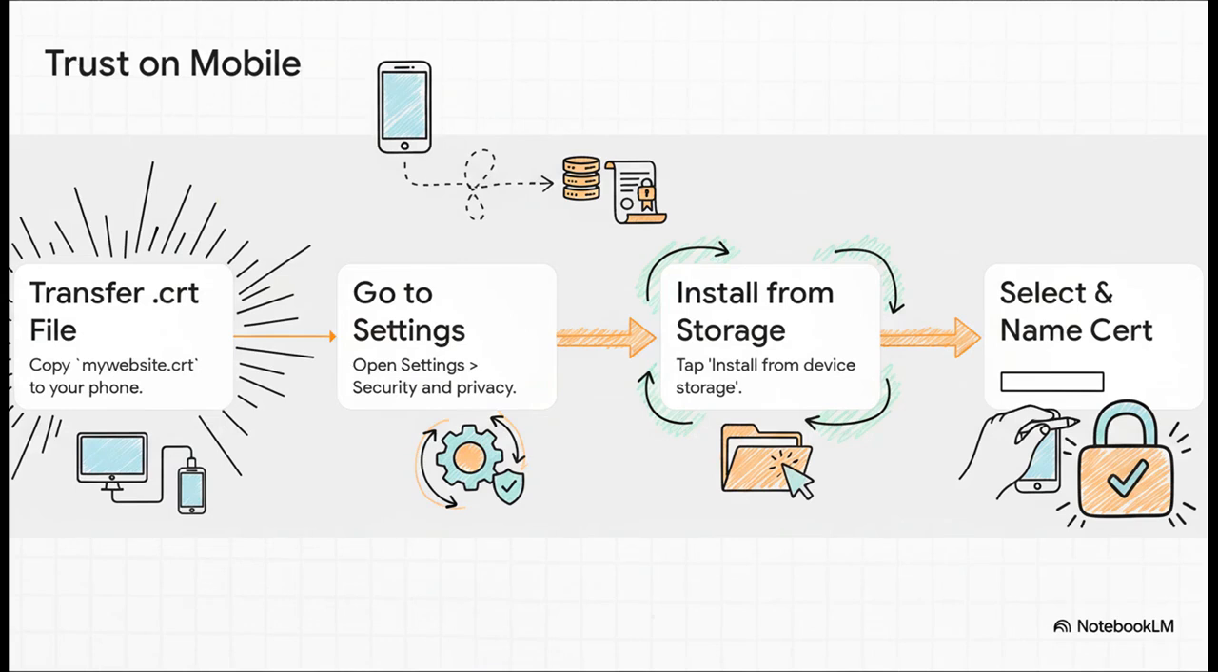And now for the magic trick that makes mobile testing possible. We have to install that certificate directly onto your phone. So you'll just transfer that mywebsite.crt file over to your device. And then you'll need to dig into your phone's security settings and install it as a trusted certificate authority.